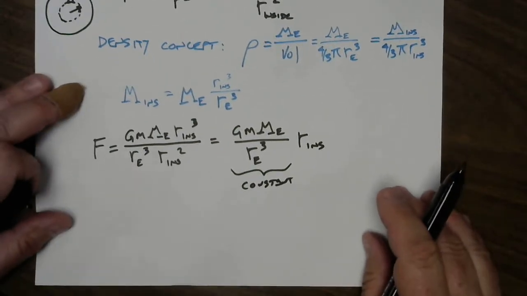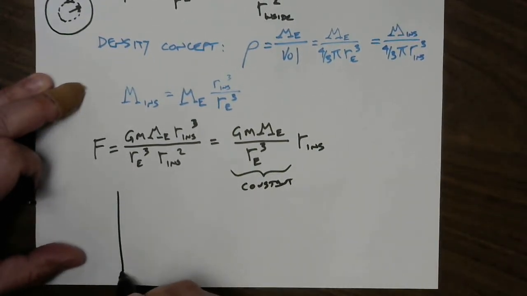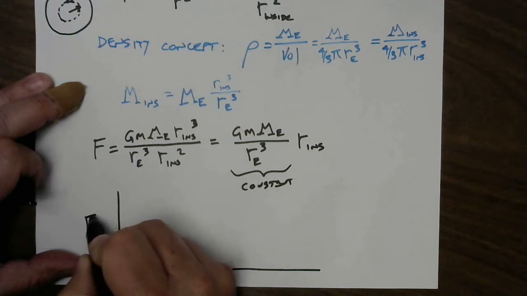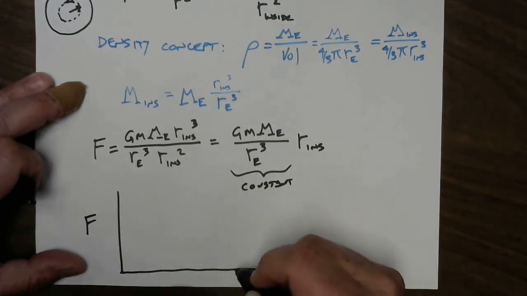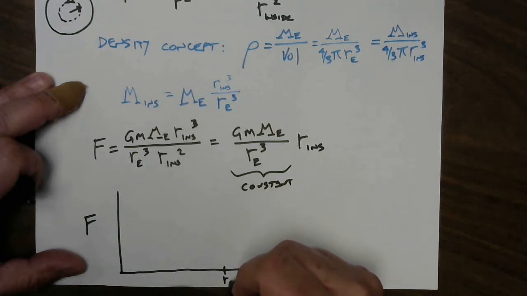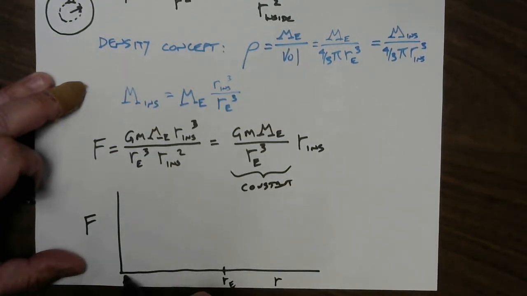So if we were to graph how much gravitational attraction you would have as a function of radius, here is where the outside of the Earth is. This is the radius of the Earth. If you're at the core of the Earth, you got 0.